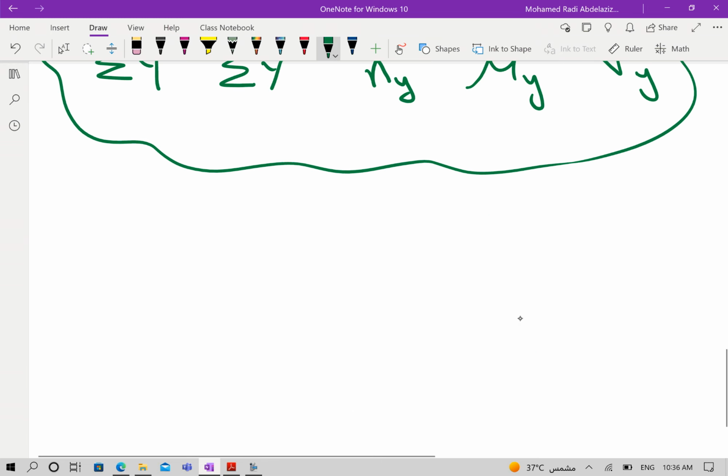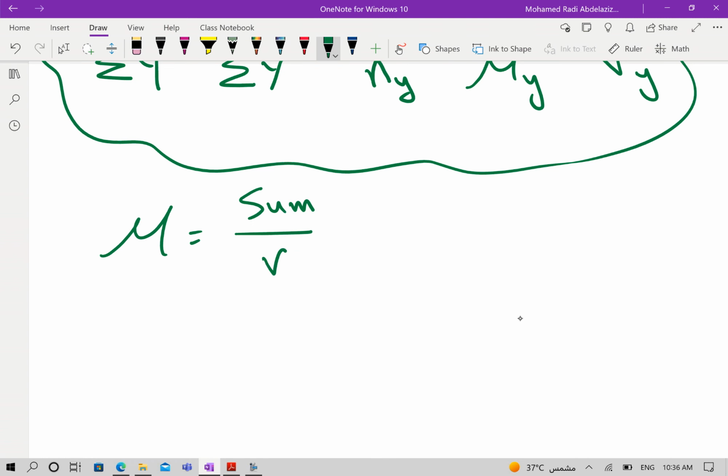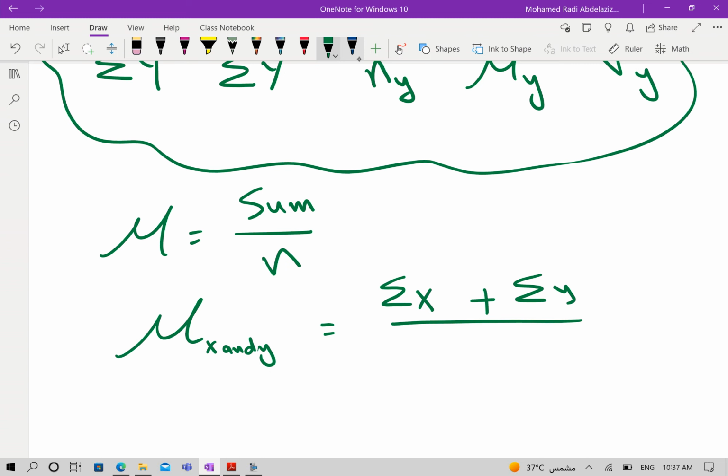Say, for mu, we have to get the sum of all values divided by their number. So you can apply it for the sum of boys and sum of girls together. So you can write mu of x and y is equal to sum of x plus sum of y divided by what? The number of x plus the number of y. You can calculate the average mu.